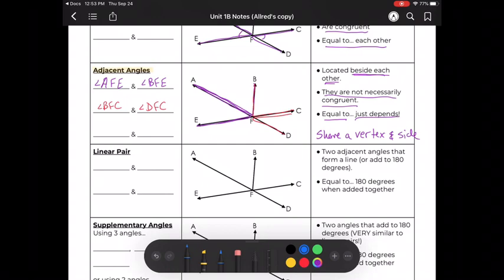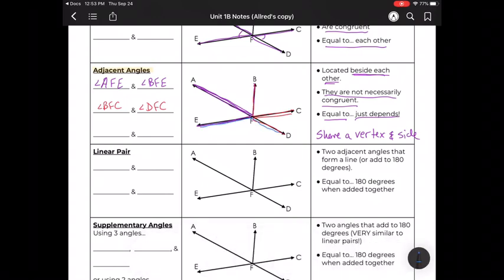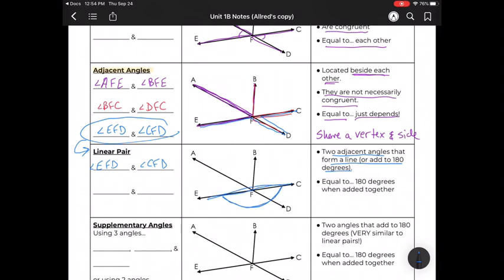Okay? But we also need to consider angles like this, angle EFD and angle CFD. Those are adjacent angles also. But in fact, they are more than just adjacent. These last two I just showed you here are actually an example of what we call a linear pair. So I'll write them again, angle EFD and angle CFD. Because they're adjacent angles that form a line or add up to 180 degrees. Okay, they add up to the straight line EC, or that straight angle EFC. All right, and they are always equal to 180 degrees when they are added together.